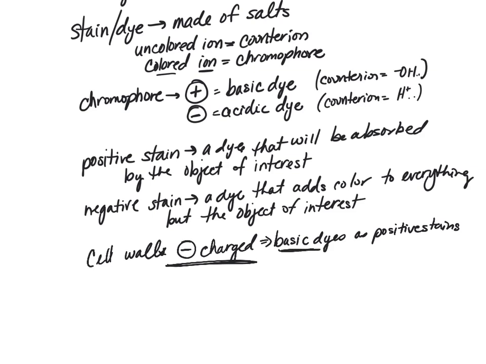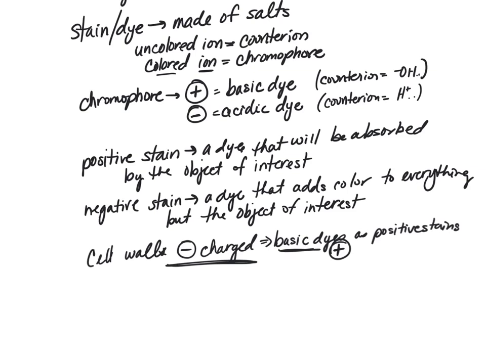So if we have our negatively charged cell wall, we have our basic dyes. Remember, basic dyes are positively charged colored ions, our chromophore. So then our negative and our positive are going to be attracted to each other. That means that this positively charged colored ion, chromophore, is going to attach to the cell walls of that bacteria or whatever it is that we're looking at. That's a cell that has a cell wall. And so that would be a positive stain.